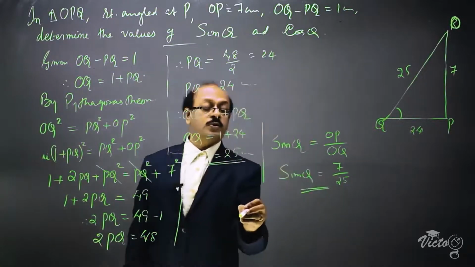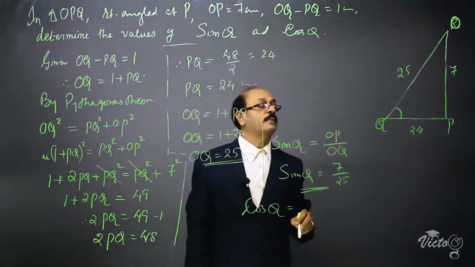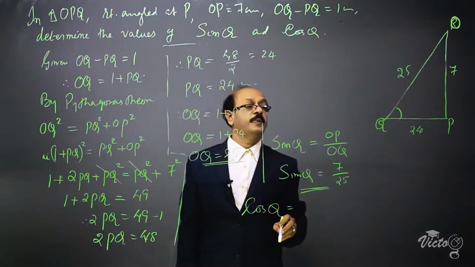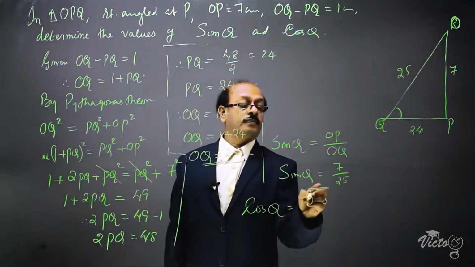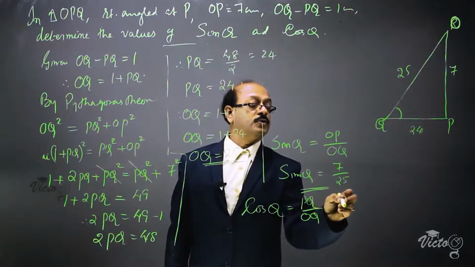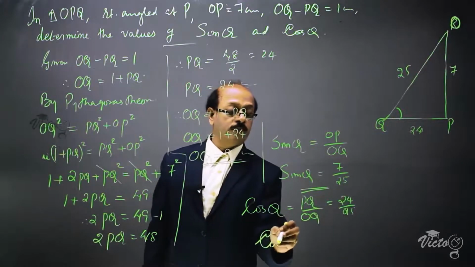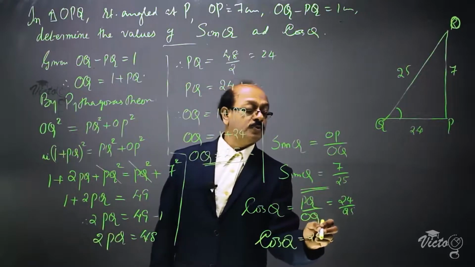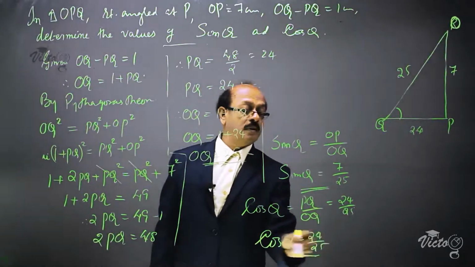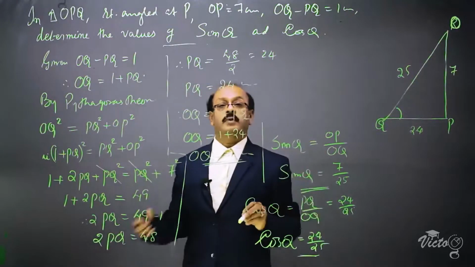Now, cos Q. Cos Q is equal to adjacent side by hypotenuse. Adjacent side is PQ by hypotenuse is OQ. That is 24 by 25. That is cos Q is equal to 24 by 25. Thus, the values of sin Q and cos Q are obtained from the given figure.